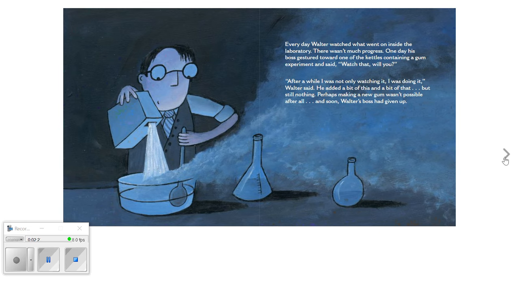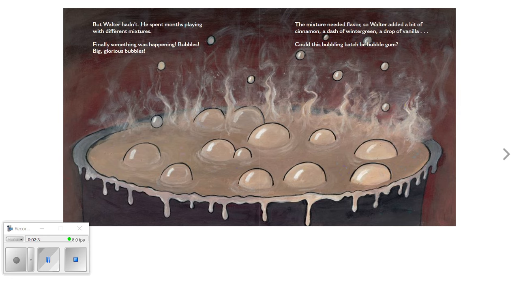And soon, Walter's boss had given up. But Walter hadn't. He spent months playing with different mixtures. Finally, something was happening. Bubbles! Big, glorious bubbles! The mixture needed flavor, so Walter added a bit of cinnamon, a dash of wintergreen, a drop of vanilla. Could this bubbling batch be bubble gum?